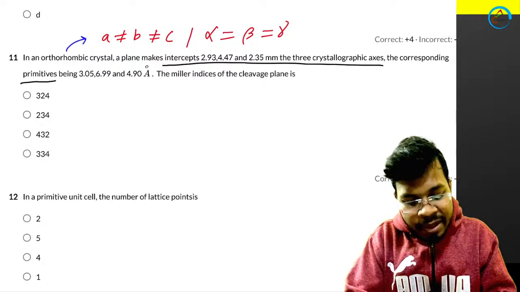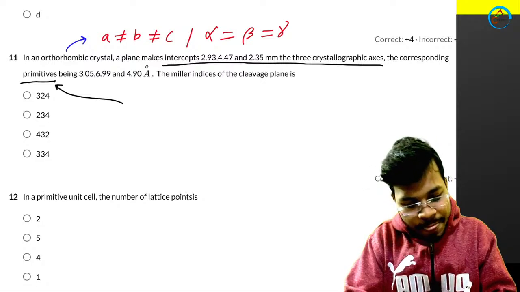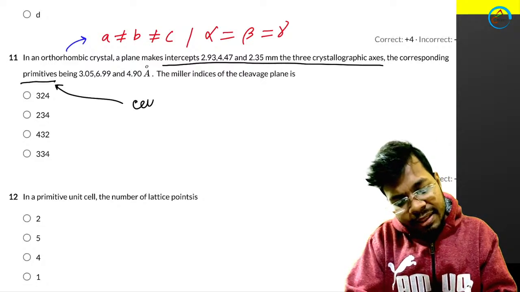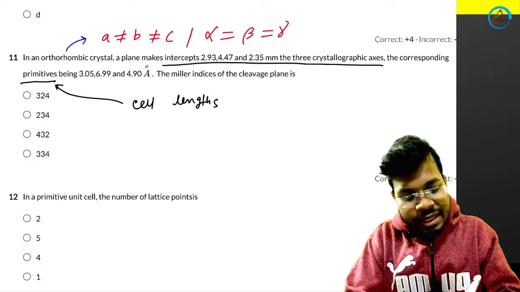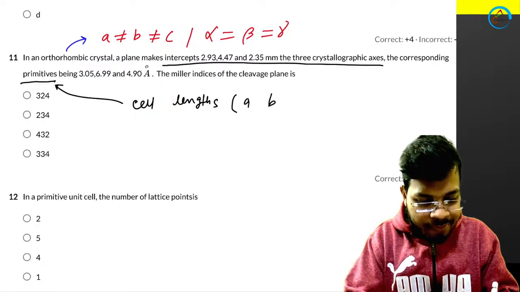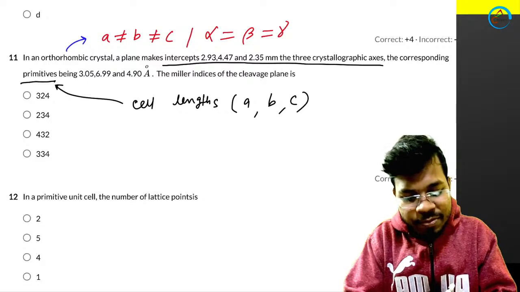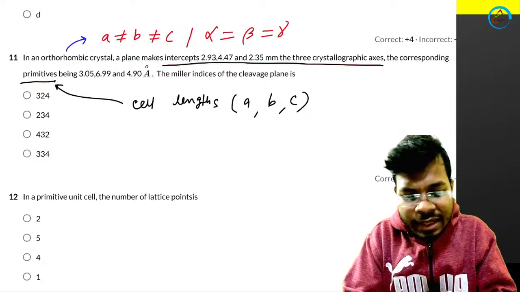Corresponding primitives means, do you know what? Primitives means you can consider the unit cell lengths, the a value, b value, c value. These are called primitives. Primitives are also given, intercepts are also given. You need to get the Miller indices.